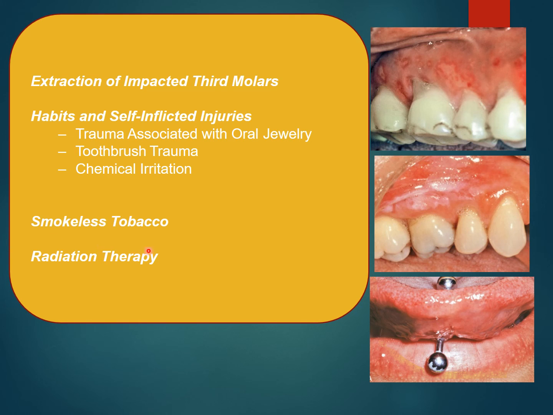Then radiation therapy, as we said, can affect the malignant cells and also the normal cells. This radiation therapy will also lead to dryness of the mouth, which will affect oral hygiene maintenance. So this will lead to gingival inflammation and an effect on the periodontium. So these are the predisposing factors.